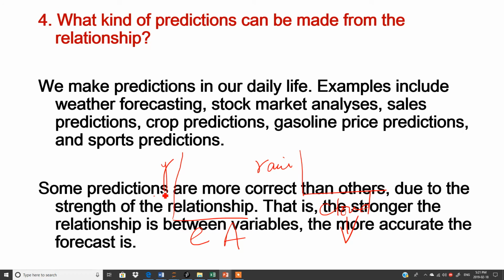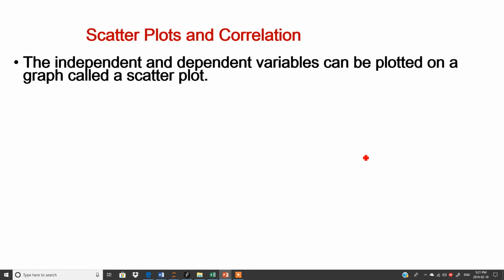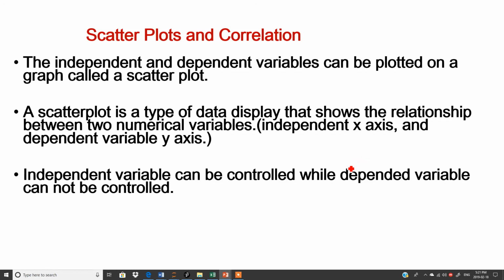Some predictions or conclusions are more accurate than others due to the strength of the relationship. That is, the stronger the relationship between variables, the more accurate the forecast is. So we have to find out the relationship. If we have a strong relationship between these two variables, then it means our forecasts, conclusions, or predictions are accurate. So how will we find out what the relationship is and how can we calculate it? We plot the relationship of two variables in the form of scatter plots.